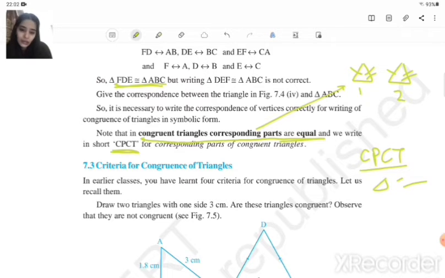We have to prove in the questions, like prove that this triangle is congruent to this triangle. So then we will use this concept. Just for the time being, remember this word: congruent triangles corresponding parts are equal. All right.